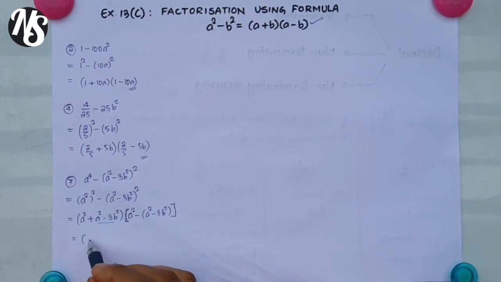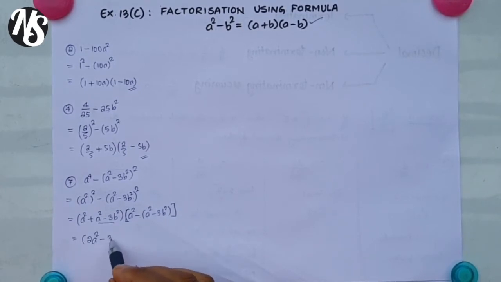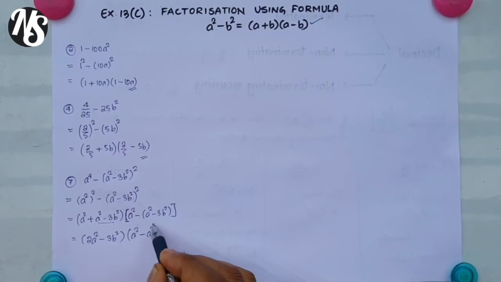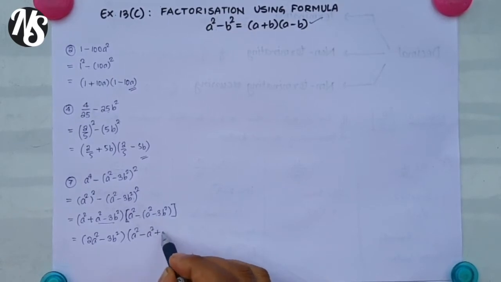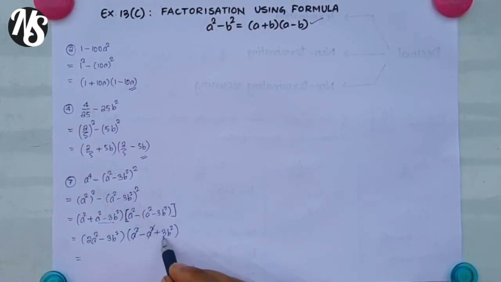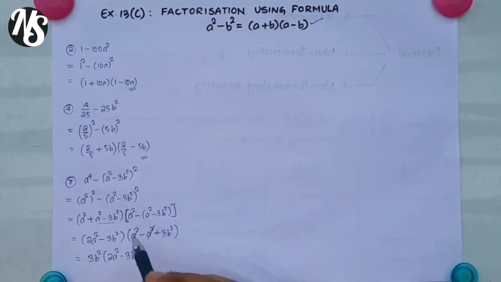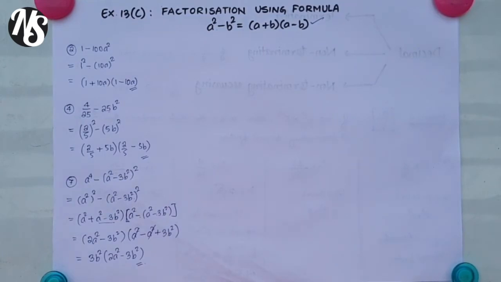Now open the bracket. So you have a square plus a square is 2a square, minus we have 3b square, isn't it? Okay, now here open the bracket, you get a square minus a square, minus into minus becomes plus 3b square. A square minus a square gets cancelled, so you get 3b square only here. So bring that 3b square in front, so you get 3b square into 2a square minus 3b square. So this will be your factorization of this particular expression. Okay, so you may pause the video and note down the solution.